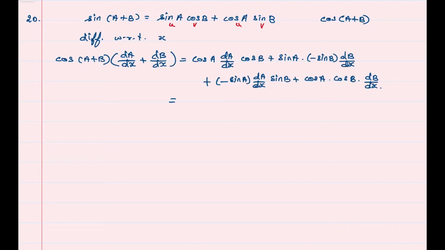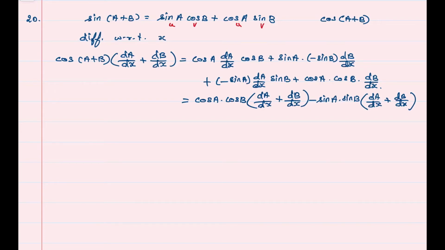In the first and the last terms, cos a cos b is common. Cos a into cos b times, we get dA by dx from the first term plus dB by dx from the last term. From the second and the third terms, we have minus sine a sine b common. So, minus sine a into sine b times, we get dA by dx plus dB by dx.